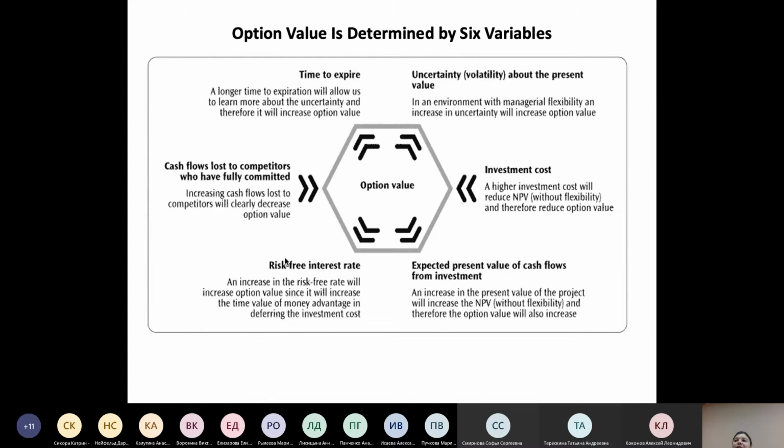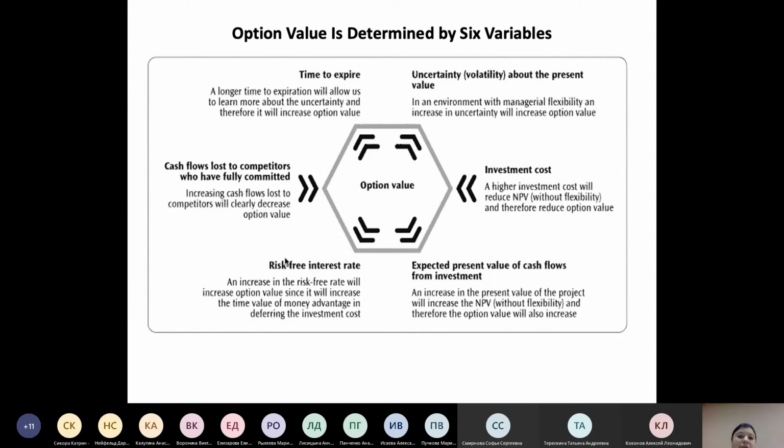In this situation, the longer the period of using our license, our patents, the higher the value of this flexibility will be. And certainly, if we must realize the project, we have no opportunities to change our project. But if we have a period of time to start this project or to defer the starting of this project, certainly the higher the value of flexibility.